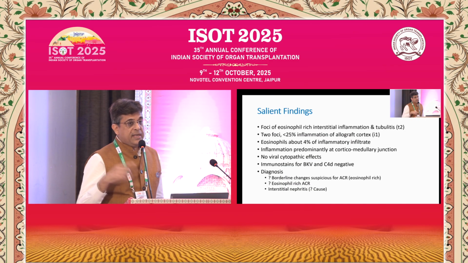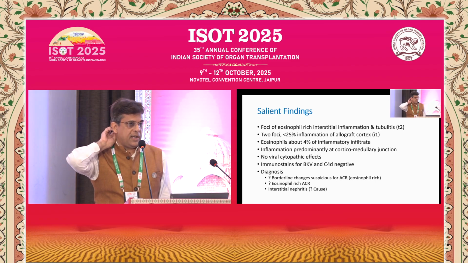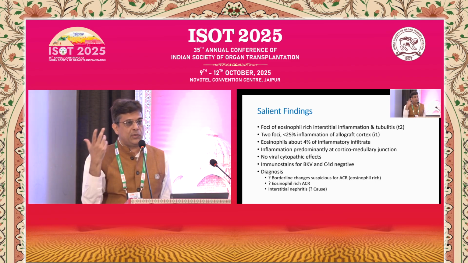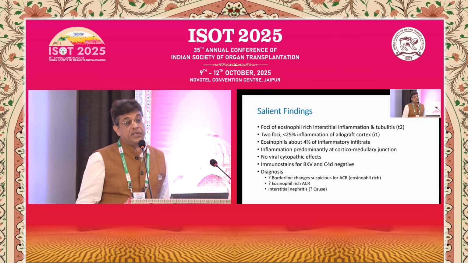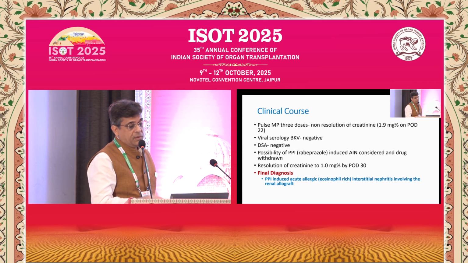So there was nothing else, no viral cytopathic effects. Eosinophils were about 4% of the infiltrate. So was this a borderline ACR? Was it an eosinophil-rich ACR? Or was it interstitial nephritis? Now the pulse was given, with no significant response, DSA negative.